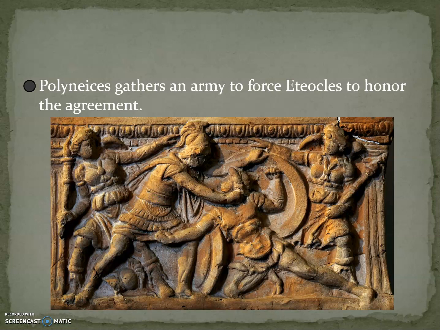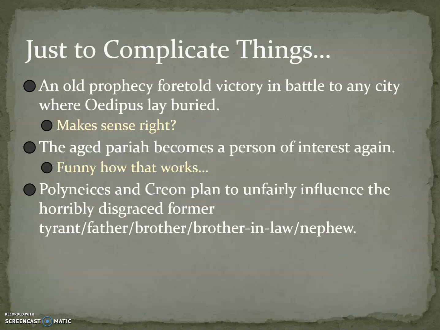Now, Polynices gathers an army to force Eteocles to honor the agreement, and that is his initial objective. This leads to a really weird situation, because while Polynices is just trying to get back his bi-yearly authority, he is also putting Thebes itself under some level of threat, as he's quote-unquote forced to by his brother. So an old prophecy, again going back to this, foretold victory in battle to any city where Oedipus lay buried.